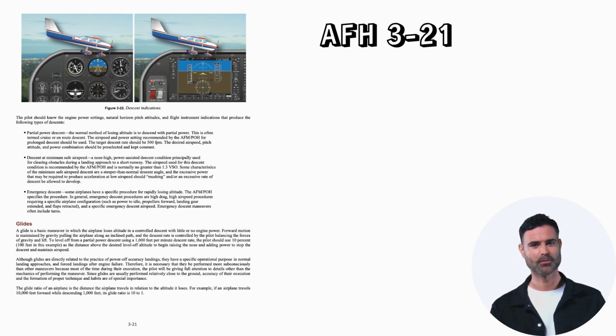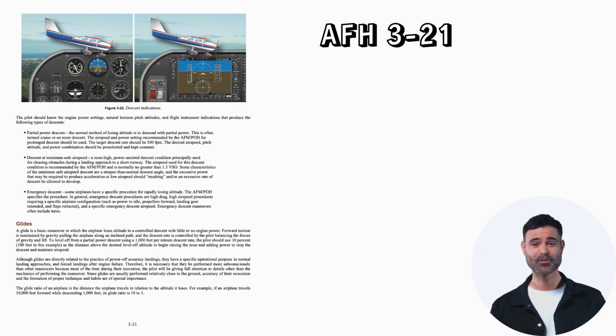Descent at minimum safe airspeed, a nose-high, power-assisted descent condition principally used for clearing obstacles during a landing approach to a short runway. The airspeed used for this descent condition is recommended by the AFM-POH and is normally no greater than 1.3 VSO. Some characteristics of the minimum safe airspeed descent are a steeper than normal descent angle, and the excessive power that may be required to produce acceleration at low airspeed should mushing and/or an excessive rate of descent be allowed to develop.